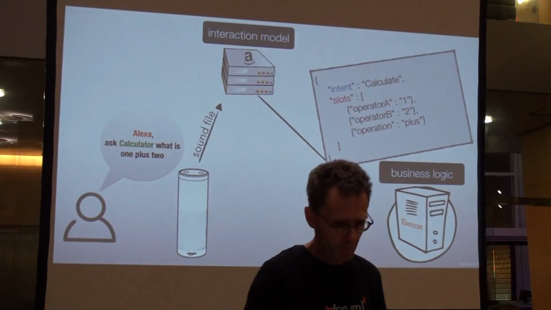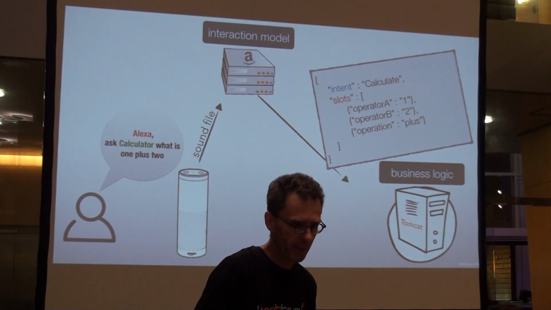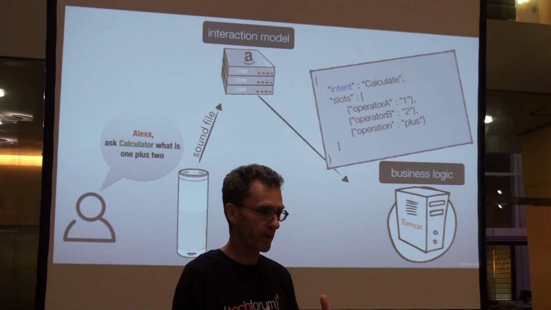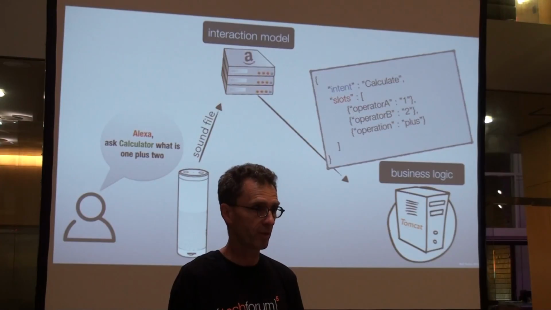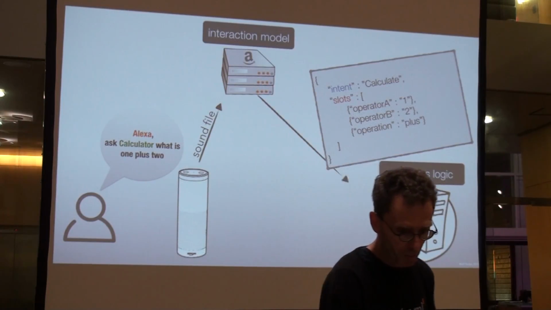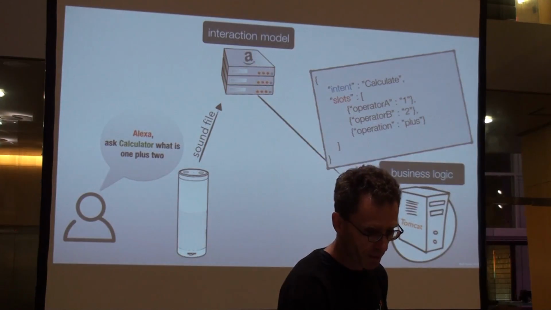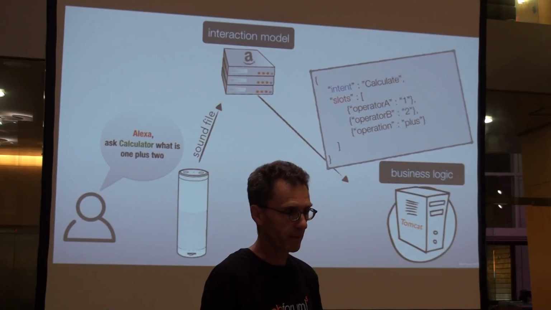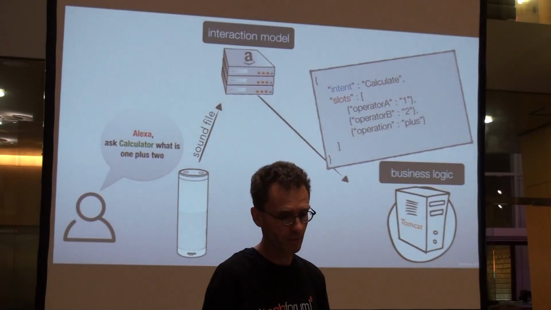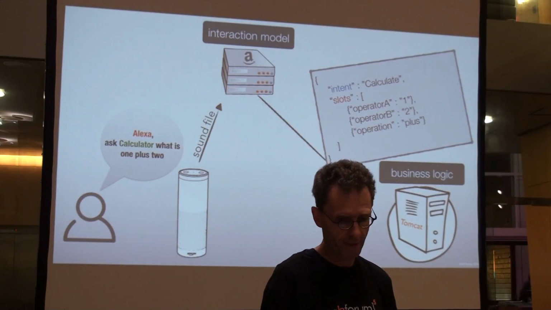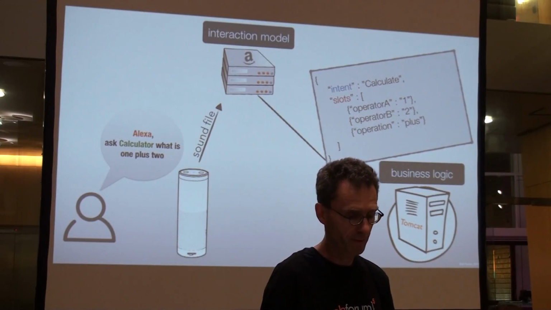So we have an interaction model uploaded into the Alexa server, and that is what's used. The interaction model has everything we just talked about: the sample utterances, the intents, and the entities. So that is what's used to now generate that JSON document. And that has been sent to my server that now has to handle the business logic. So I'm getting a JSON document that has an intent clearly identified. I call it calculate. It has slots.